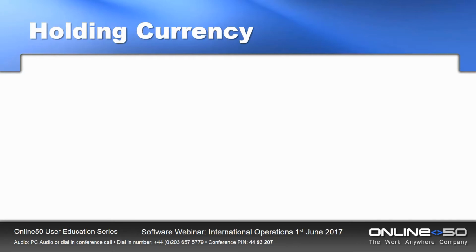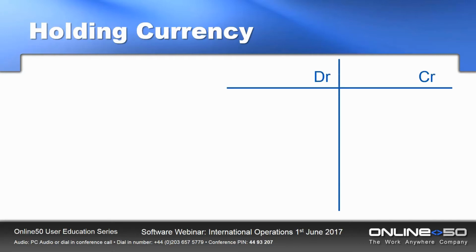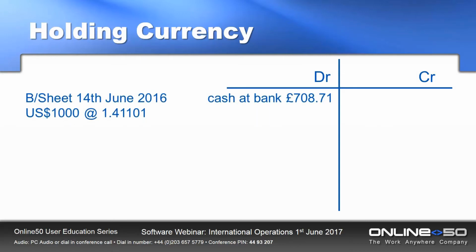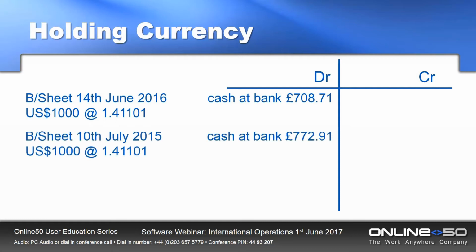So using the rates of the previous example, we had $1,000 in a bank account on the 14th of June. On that date, our balance sheet would show £708.71 as a current asset, cash in the bank. On the 10th of July, the slide still shows the wrong exchange rate. The cash in bank value, we've still got $1,000, but the value is now 772.91. No change in the contents of the US bank account. The revaluation, when we run that, will post a credit to the P&L account for the foreign exchange gain.